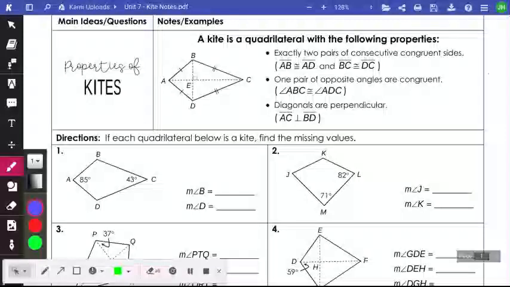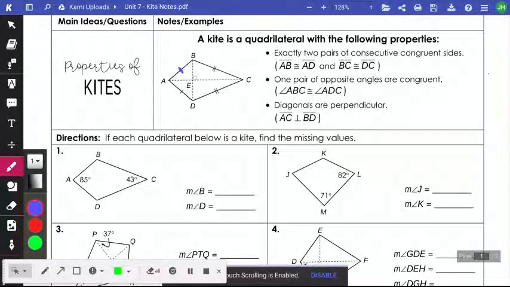Okay, so we're going to learn about our last type of quadrilateral, and it is called a kite. The properties of a kite: they have exactly two pairs of congruent sides, and those are the consecutive sides. So if you notice, it's not the opposite sides. This side and this side are congruent, and then this side and this side are congruent. That's why they're marked that way.